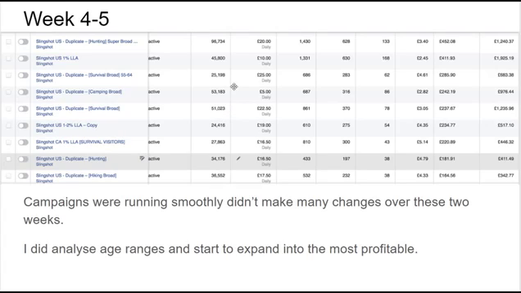But yeah, we were sort of just running them, keeping them maintained. We didn't make very many drastic changes. Just keeping up to date every day, checking that everything's going smoothly. We had no real big ideas to really blow out the campaign again, but then I came across a strategy.